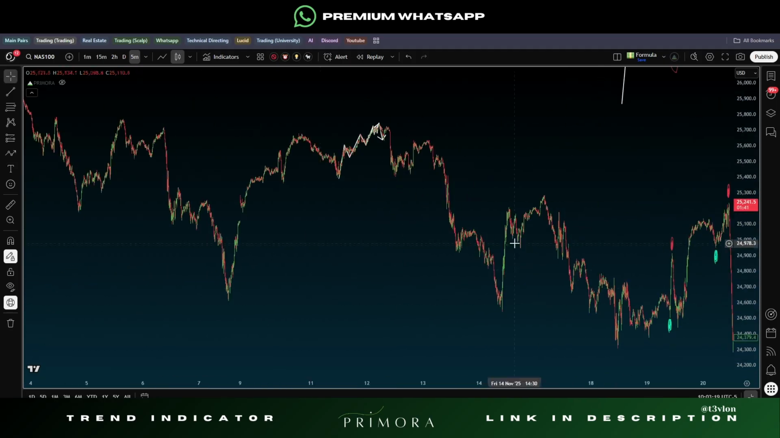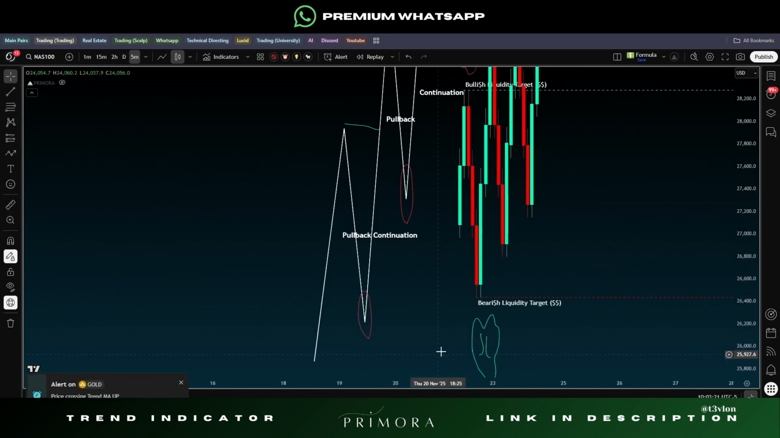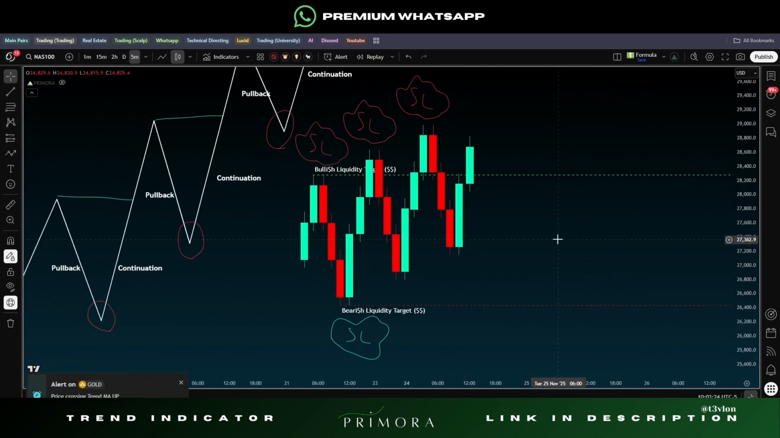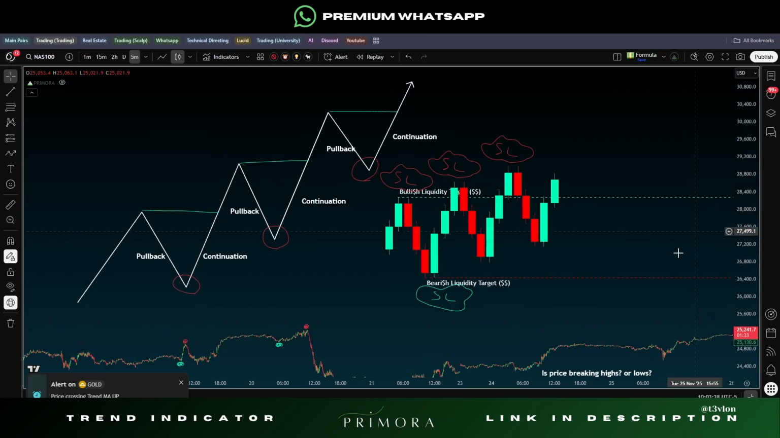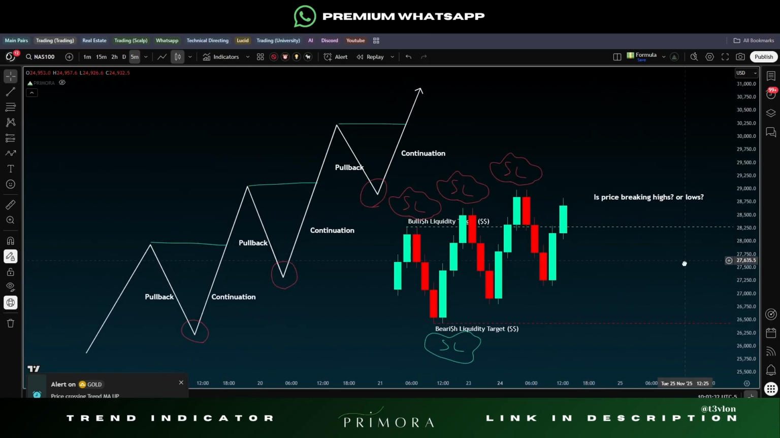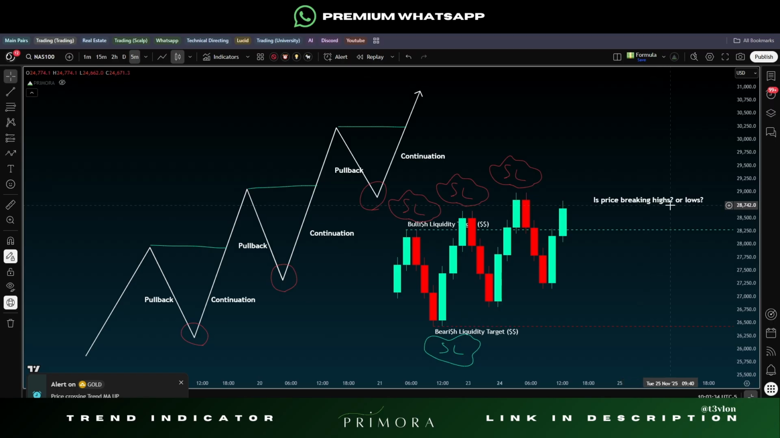This is how trends are created, sustained, and this is just how they work, right? I believe you definitely understand this part right now. So again, you ask yourself, as soon as you get on price, as soon as you get on the charts, is price breaking highs or lows? And if you answer that, then you know exactly what your direction is.